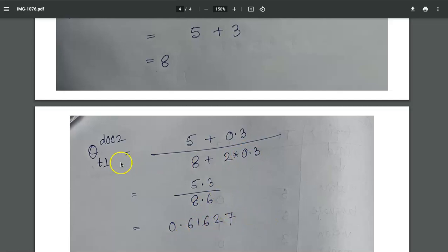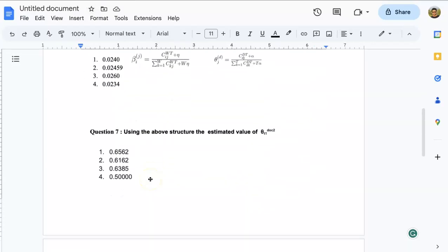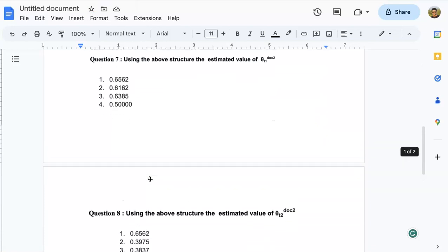So this suggests that the probability of topic class T1 in document 2 is 0.61 or 0.6 something. So this is clear. Now what is the next question? The next question asks what is the probability of topic class T2 in document 2. The questions are the same, but in question 7 it is T1, and in question 8 it is T2.